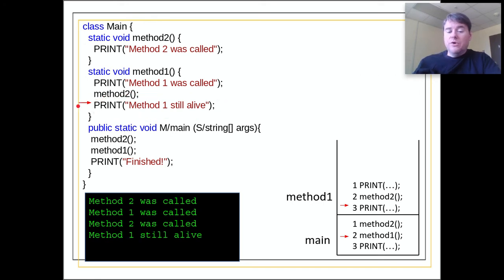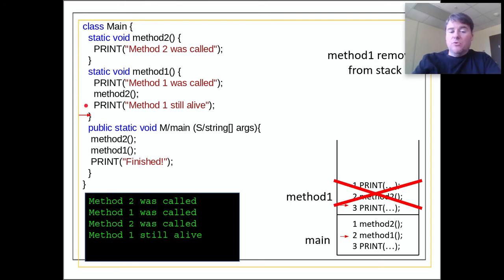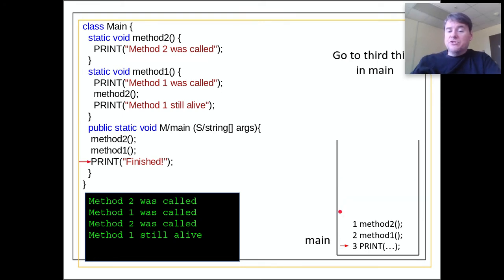So method number 1 is still alive, is going to get printed. And now we have reached the end of method number 1 because we've reached that curly brace, and that means that we are done with the method. We have completed everything we were told to do. So it's going to die, and it's going to get removed off the stack, and we're going to return our execution back down to main.